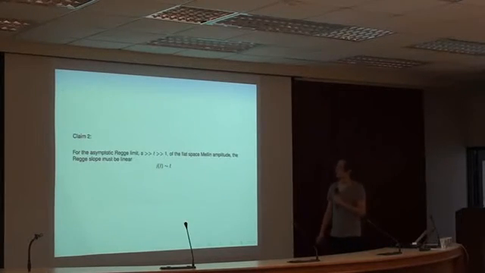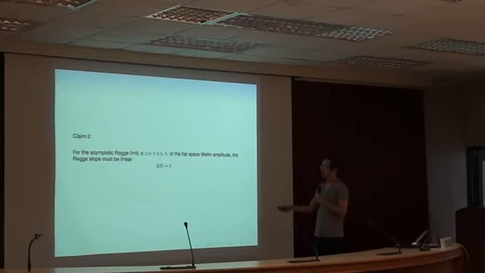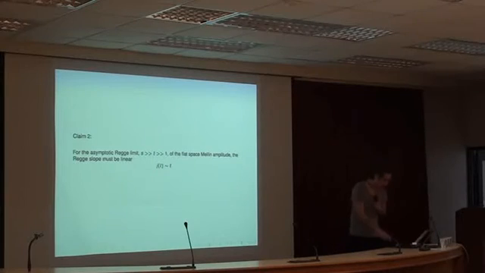Now, claim 2. In the asymptotic region limit, the flat space amplitude, the Regge slope must be linear. This is the thing that we're going to arrive at as the conclusion for the bulk of the statement. In other words, in this region, it must be string-like. And how did I prove that?